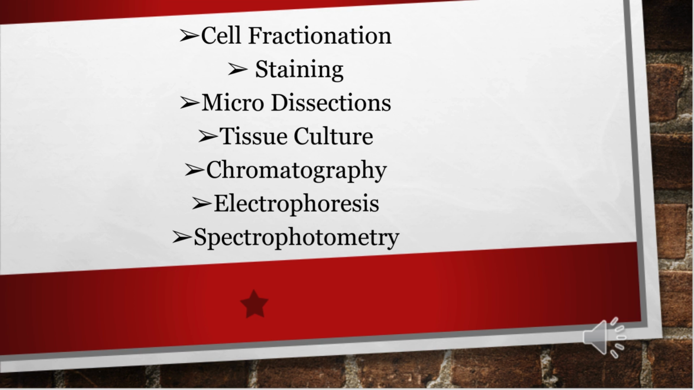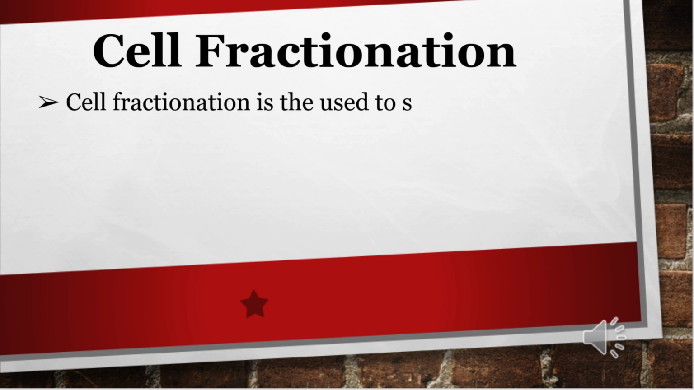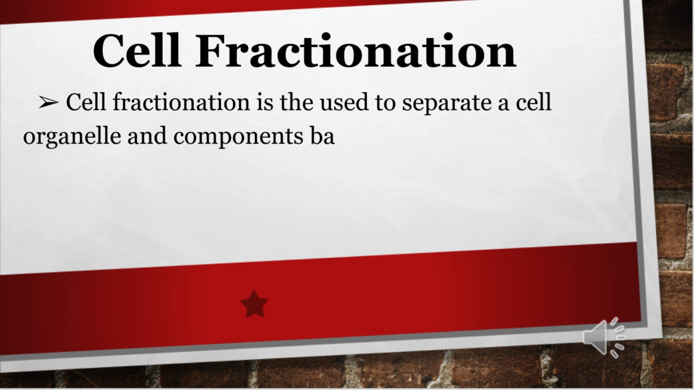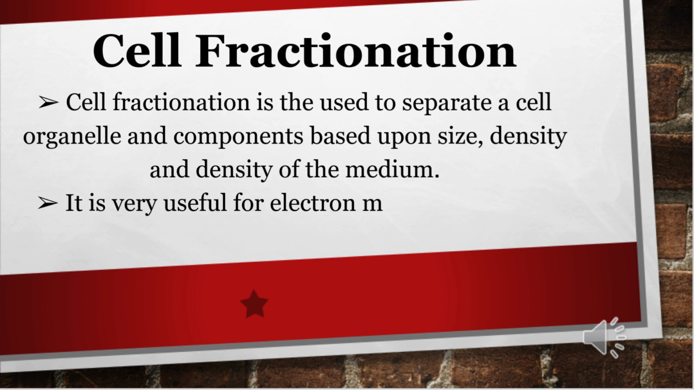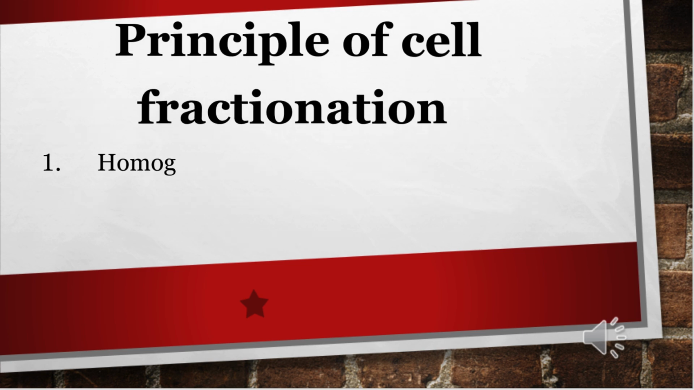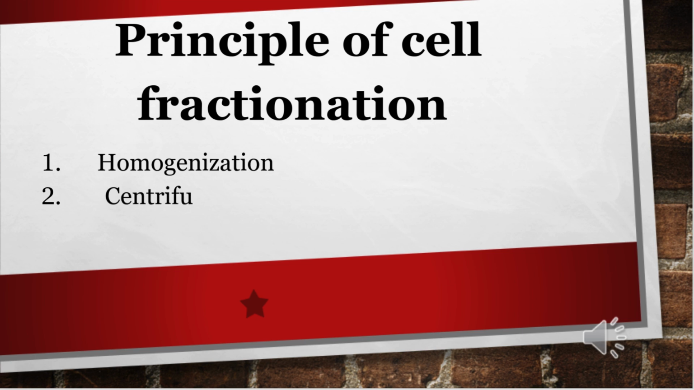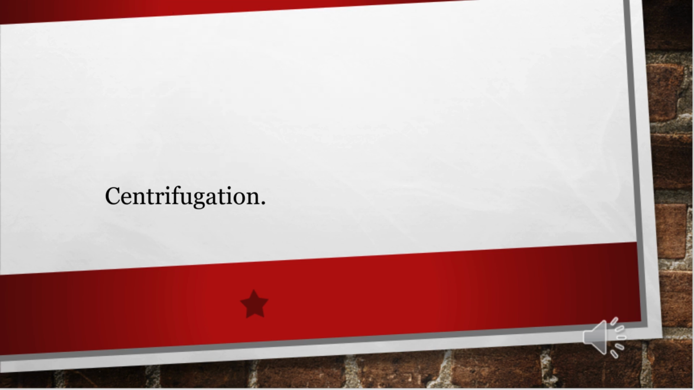Let's dive into each technique in detail, starting with cell fractionation, and explore how it helps us better understand the complexities of cellular biology. Cell fractionation is used to separate cell organelles and components based on the size and density of the medium. It is beneficial for electron microscopy of cell components. The principle of cell fractionation consists of two steps: homogenization and centrifugation.